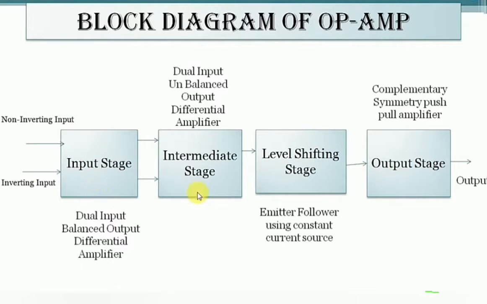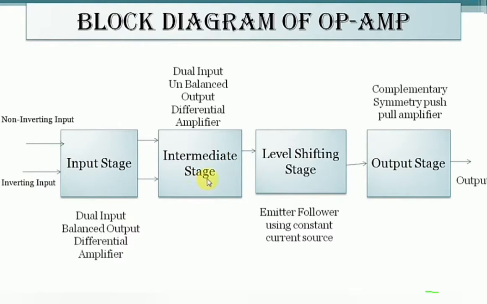Now thereafter consider the next stage, that is the intermediate stage. Here, why we are considering the intermediate stage is, we know that the gain of an operational amplifier is very high. The input stage cannot provide such gain. So the main function of this intermediate stage is to provide the additional voltage gain required. For this purpose we are using an intermediate stage consisting of a cascaded chain of differential amplifiers.